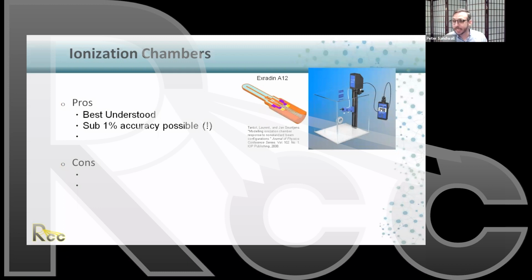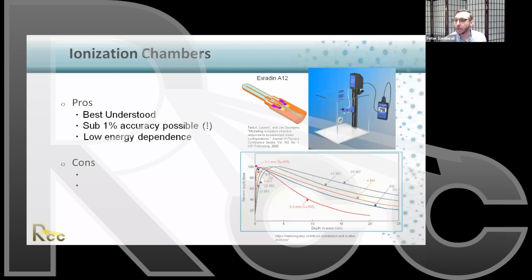Wrapping up the ion chambers before we move on, let's talk about the pros. It's well understood. So many people have done Monte Carlo on ion chambers. It's super cool, and there's a wealth of material out there. You can get within 1%. I put an exclamation mark because it's beware of hubris. Always check your measurements, and cross-check your measurements. And it's got a low energy dependence, meaning you can use it on just about any beam that you encounter as a therapy physicist, which is really cool.